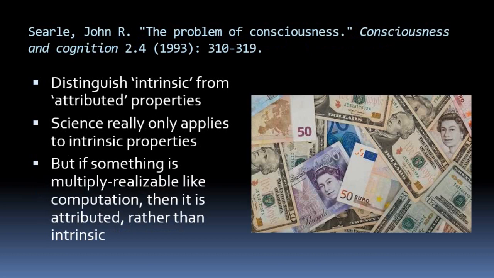So, distinguish intrinsic and attributed properties. Something has an intrinsic property if it's just got that property, regardless of what anybody says or thinks about it. An attributed property is something that it's only got because we say it does. So for example, money has value. It's not like money has intrinsic value. It has value because we say it does, right?